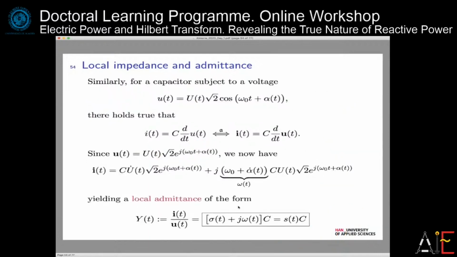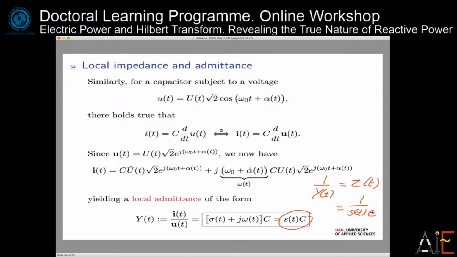Now you can do the same thing for a capacitor. Then you just have the admittance as the completely dual, and then you get this as a time varying or local admittance. And if you do 1 over y of t, that gives you your z of t. And then that's 1 over s of t times c. Then you have your impedance, right?